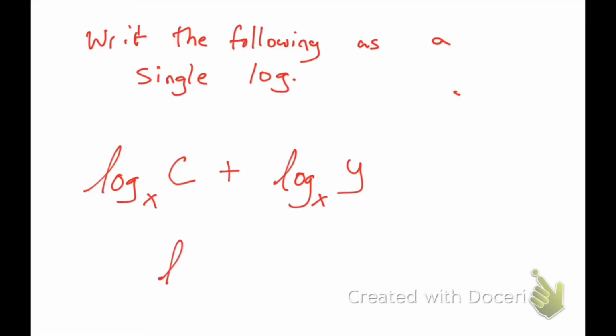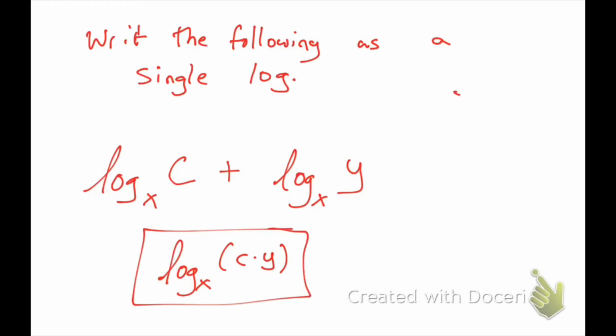Well, this is just making sure you know how to convert. I get log base x of c times y. That's how you would do that. So you might see something like this on a test or quiz possibly. But it's just making sure you know how to convert or write them together. And you could also work the opposite way as well. Separate.